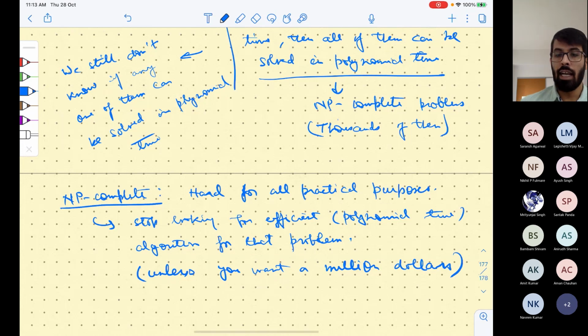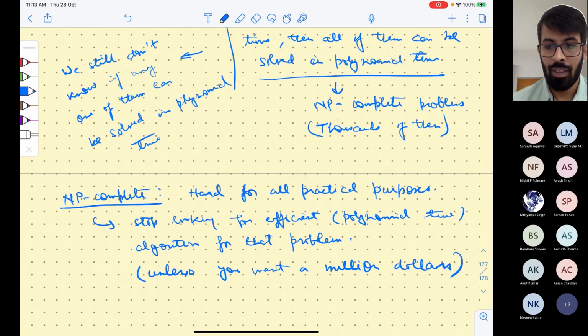So if you can design a polynomial time algorithm for any of these NP-complete problems, you get $1 million. That's the prize announced by some institution, the Clay Institute. So that is how hard the problem is. Unless you want to wager your time and effort for a long time to win $1 million, you can do that.